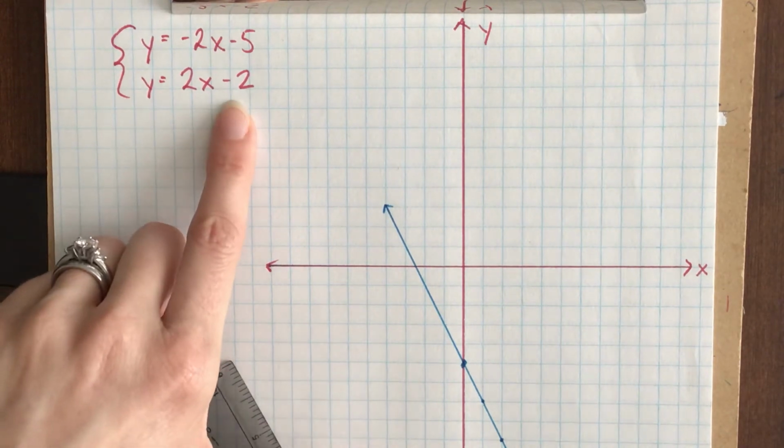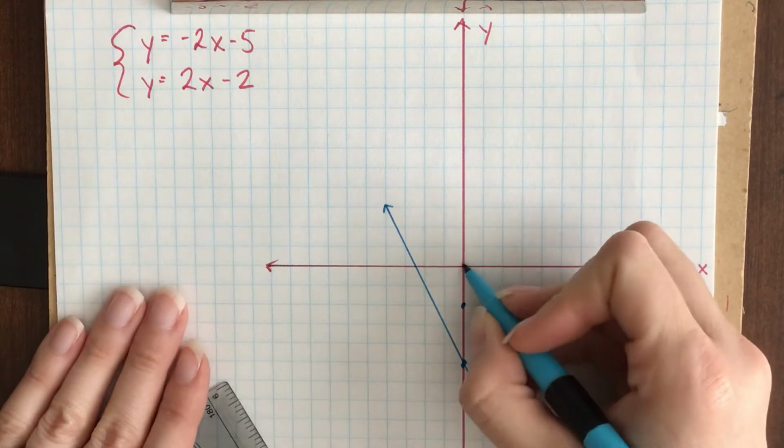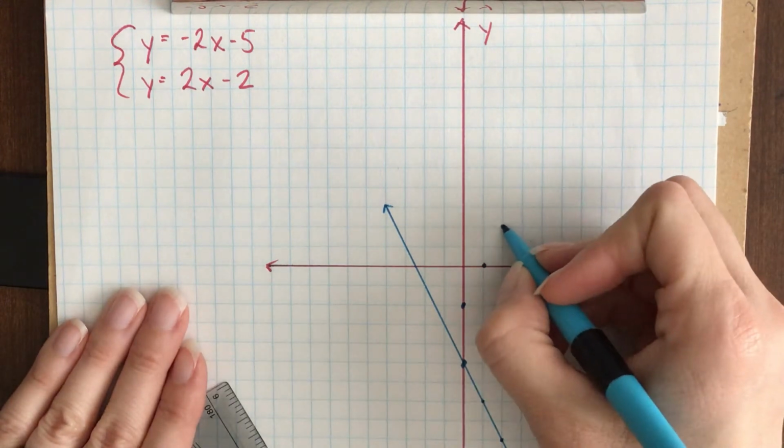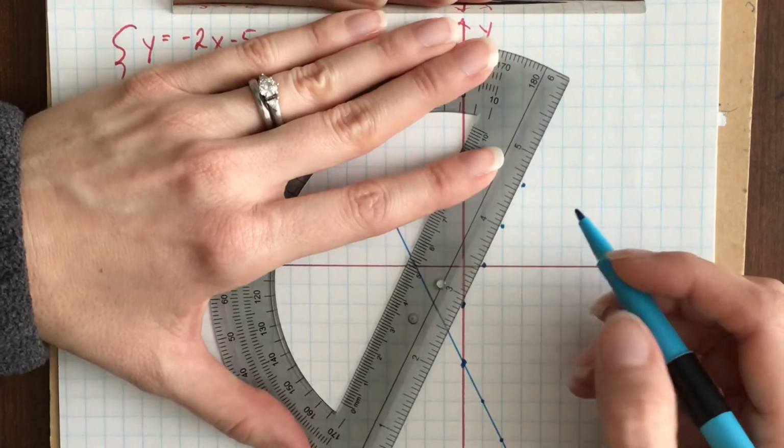All right, next one. The y-intercept is -2. The slope is 2. So I'm going to go up 2 over 2, up 2 over 2, up 2 over 1, sorry, I'm saying the wrong thing.